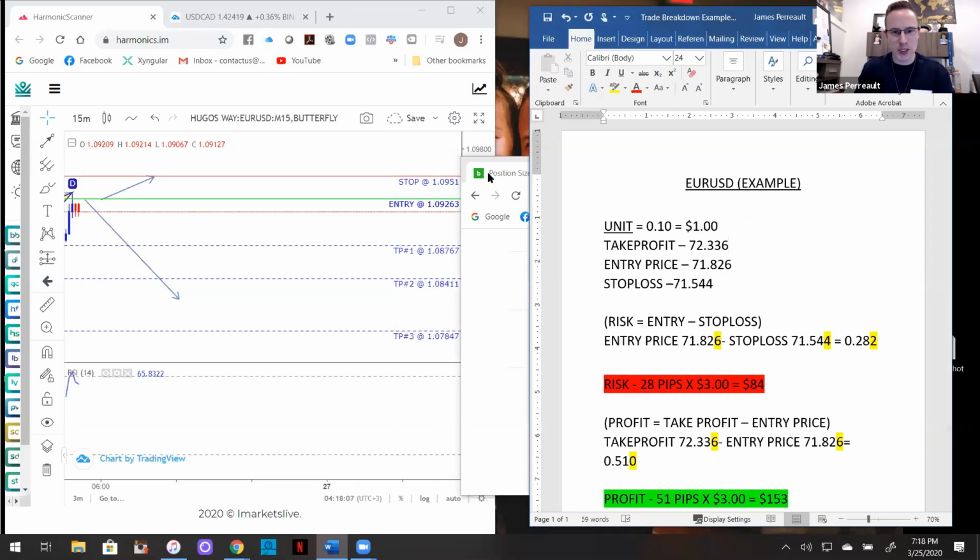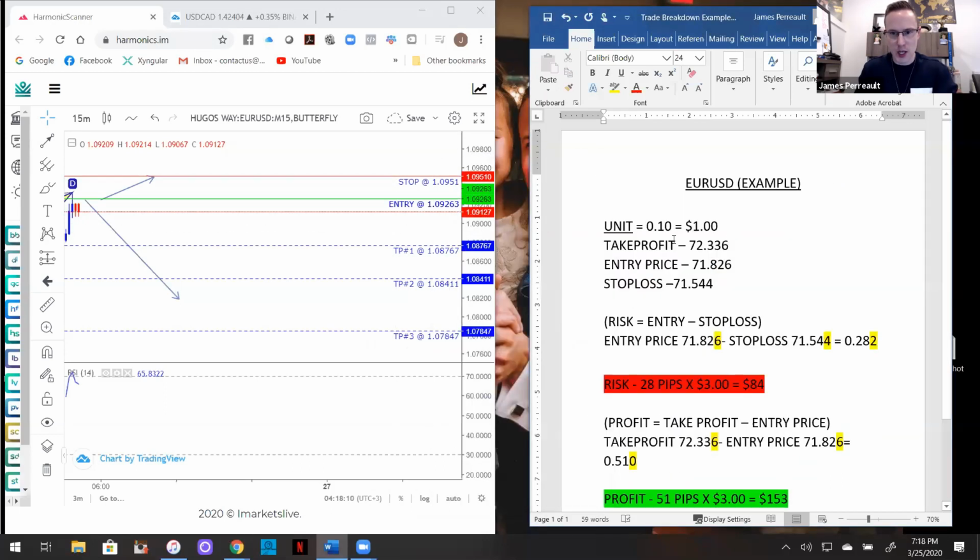So I'm just going to quickly punch these numbers in here, guys. Let me minimize this. We have our entry price over there, which is 1.09263. Oh, sorry, that's our entry. So this is take profit of 1.08767. I'm just going to use the one entry price and one take profit, guys. There are 3 take profits here. Entry price here is 1.09263. And then our stop loss, you can see here, is 1.0951, and then there is a 0 there.